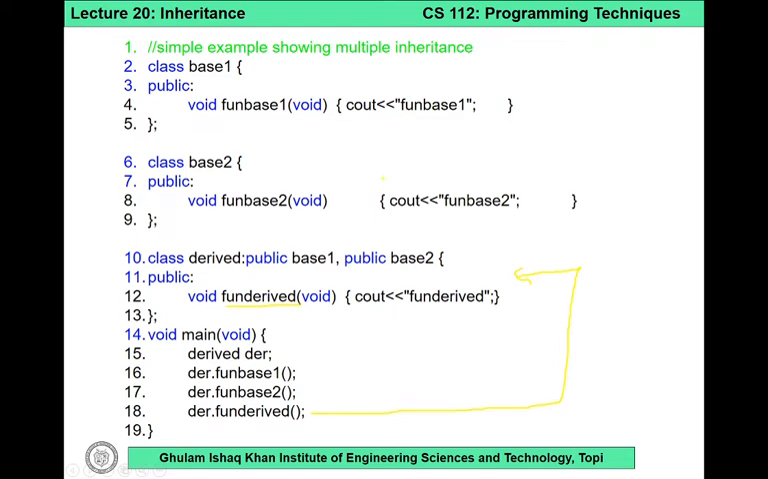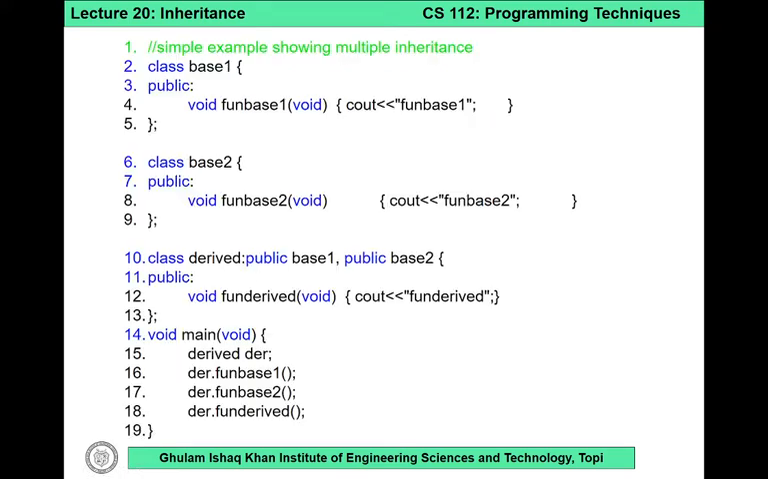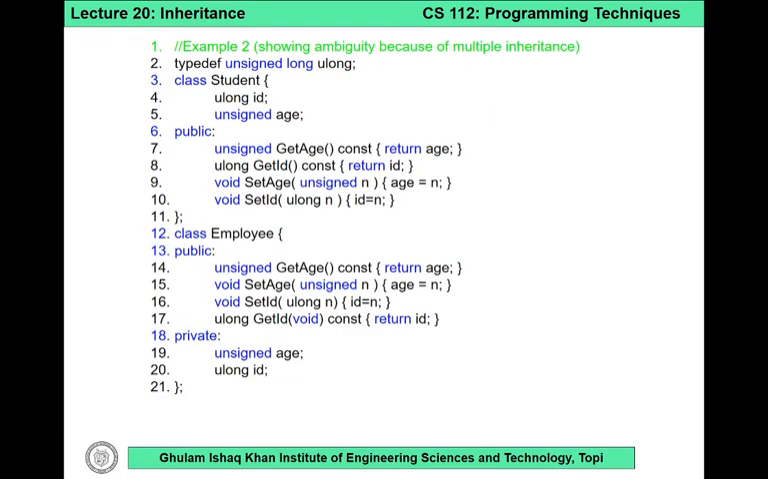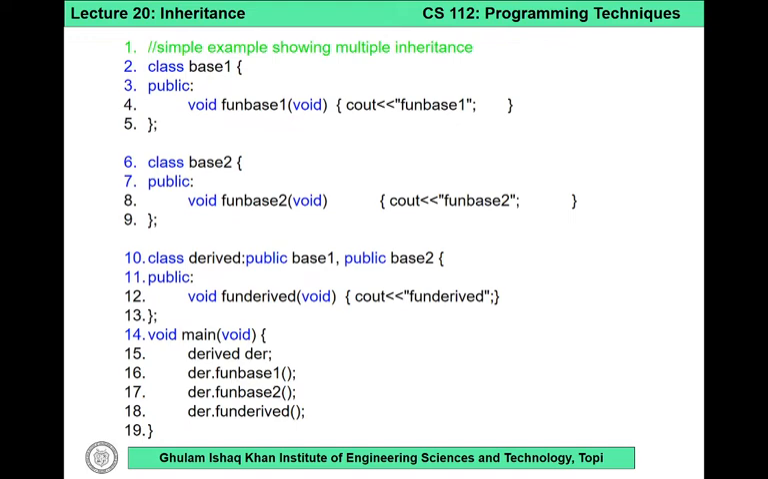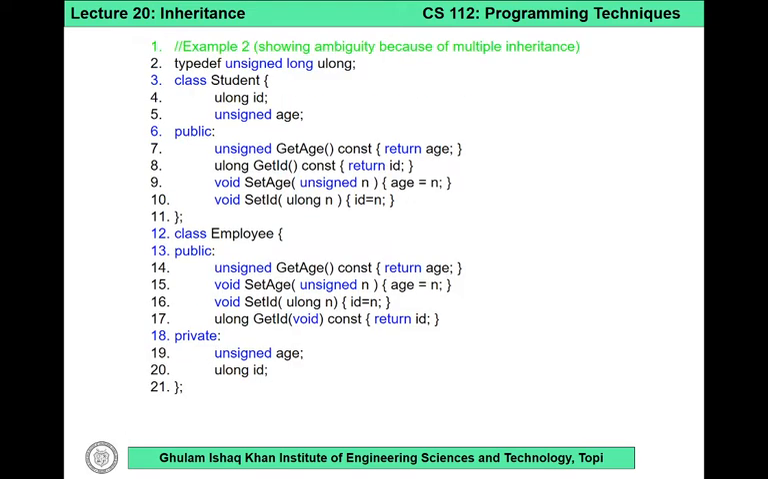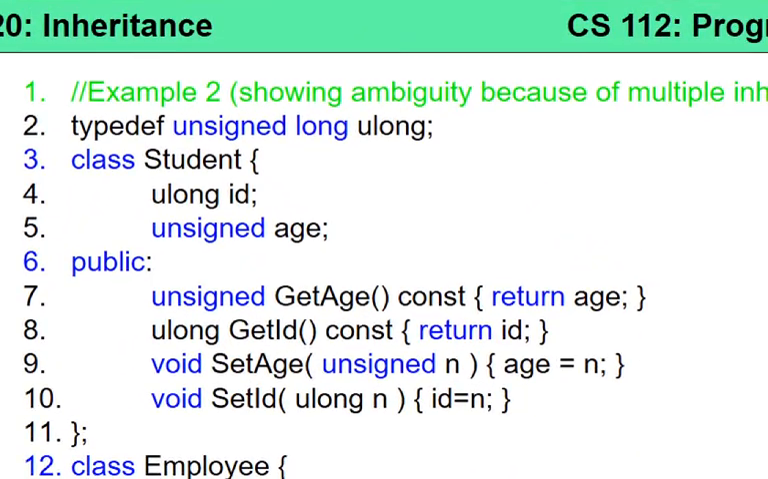So in this particular example there was no naming conflict, right? So now let us go to another example here. This is a bit bigger example. So here we have this line. I should explain this first to you.